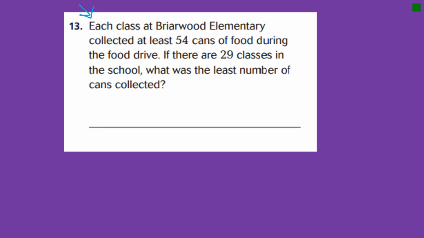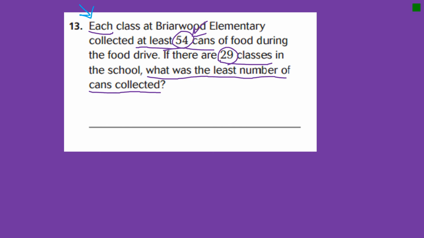Okay, let me go back into the problem like we do. So each class collected 54 cans. And they're saying at least because maybe some classes collected more. But everybody got at least 54 cans. And in this school, there are 29 classes. So when they say, what is the least number of cans collected? They're saying the least because maybe someone collected more than 54, but everyone collected 54 at least.